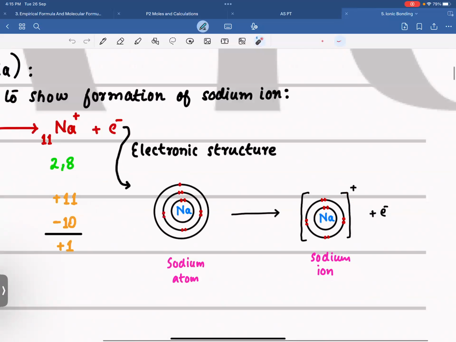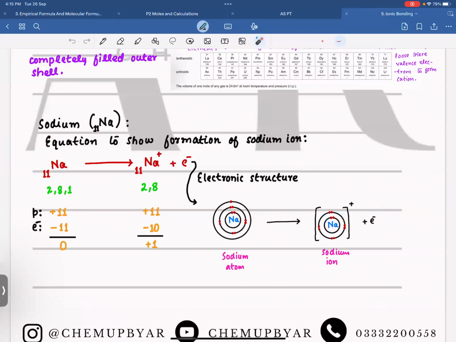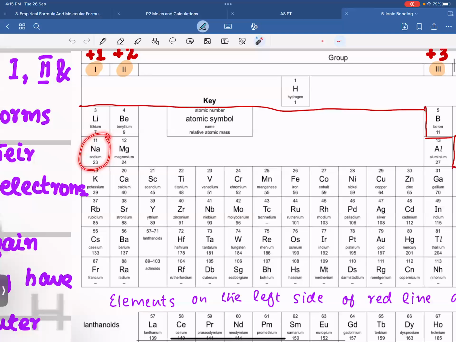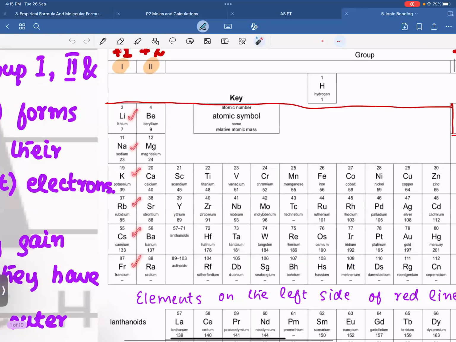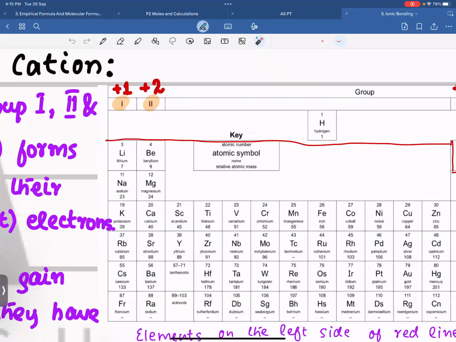Sodium is from group 1. If you see the periodic table, it is from group 1. So any metal from group 1, when it becomes an ion, always becomes an ion with a plus 1 charge, because in their valence shell they have only 1 electron, so they lose this 1 electron and always become a plus 1 ion. Is this understandable? Yes, sir. So now note this down.